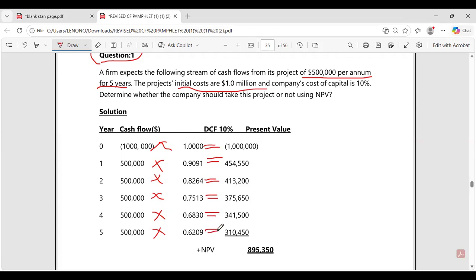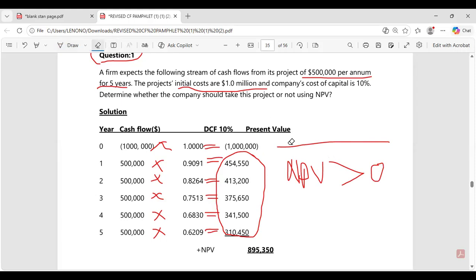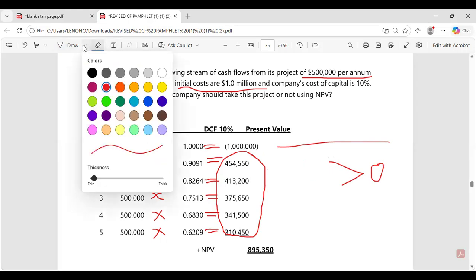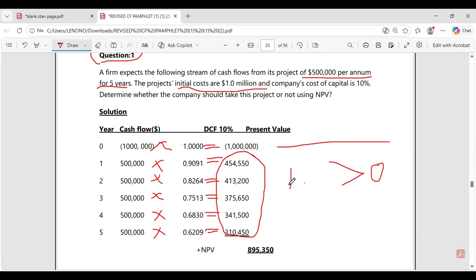So say the sum of present values of all cash flows minus the initial investment in the project. So add all these now. After adding all these, subtract the initial investment in the project. So accept the project if NPV is greater than 0. Otherwise, reject the project. So if NPV is greater than 0, accept the project. Otherwise, reject it. Okay.